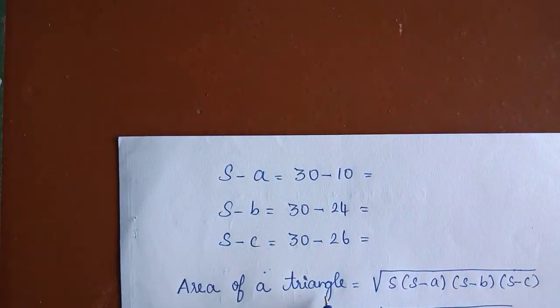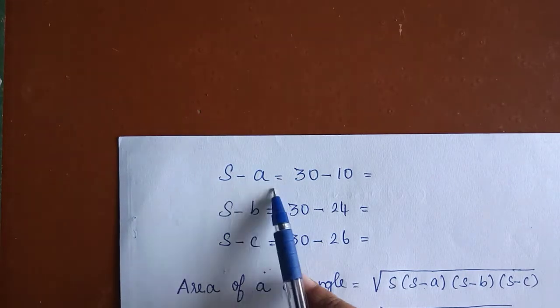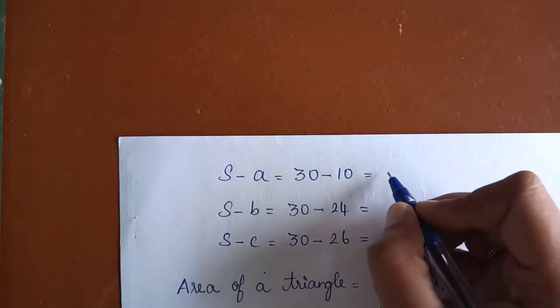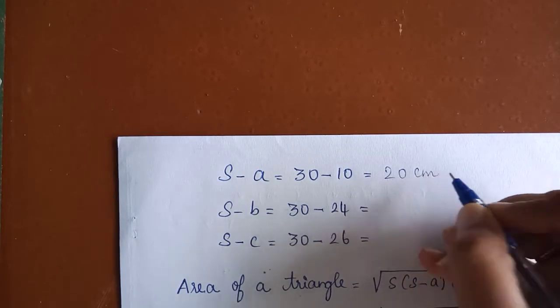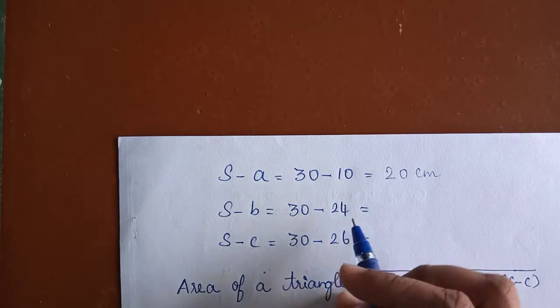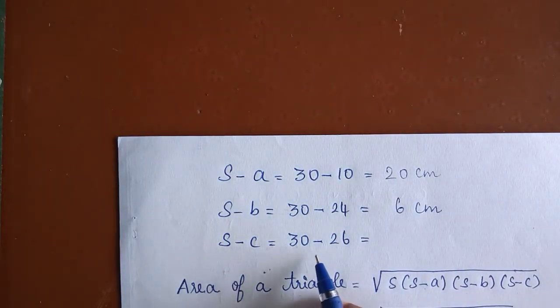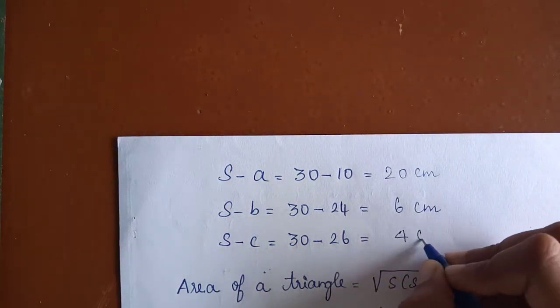The area of a triangle using Heron's formula is equal to root of S into (S minus A) into (S minus B) into (S minus C). Now we have found S is equal to 30 centimeter. Next you have to find S minus A, which is 30 minus 10, equal to 20 centimeter. S minus B is 30 minus 24, which is 6 centimeter, and S minus C is 30 minus 26, which is 4 centimeter.